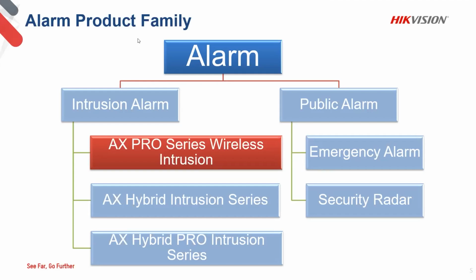Now we are going to talk about the intrusion alarm. Under the intrusion alarm, there are three main categories: AX Hybrid Intrusion Series, AX Hybrid Pro Intrusion Series, and AX Pro Series Wireless Intrusion. As you can see, we have highlighted AX Pro Series Wireless Intrusion. That's the topic we are going to focus on today. Regarding all these alarm products, we have done a training before this session covering these general areas of our Hikvision alarm. You can go back to our YouTube channel and have a view to refresh your memory. For now, let's talk about the AX Pro Series Wireless Intrusion products.